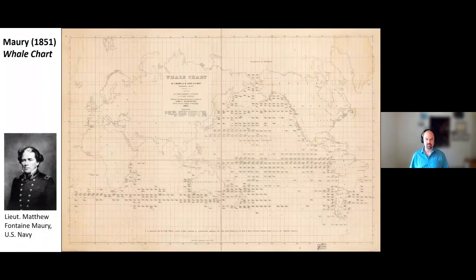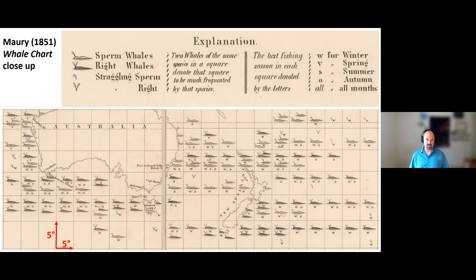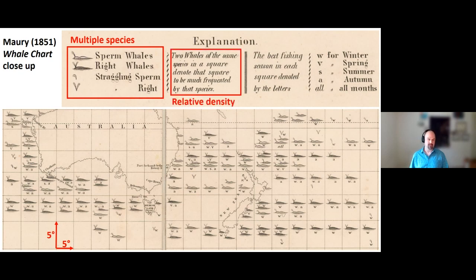If we fast forward about 300 years, here we have in the United States a much more systematic map of whales in the ocean. This map is showing data across the Pacific and the Indian Oceans, and it's not even bothering with the Atlantic anymore, perhaps because many of the whales in the Atlantic had been fished out, so to speak, at this point. This map here is quite sophisticated. It shows multiple species, in this case, sperm whales and right whales. I'm not sure what straggling sperm and straggling right whales are here. It has an estimate of relative density: two whales of the same species in a square denote that square is to be much frequented by the species. And it has seasonality. So this is 150 years ago, what we might be wanting to do today.